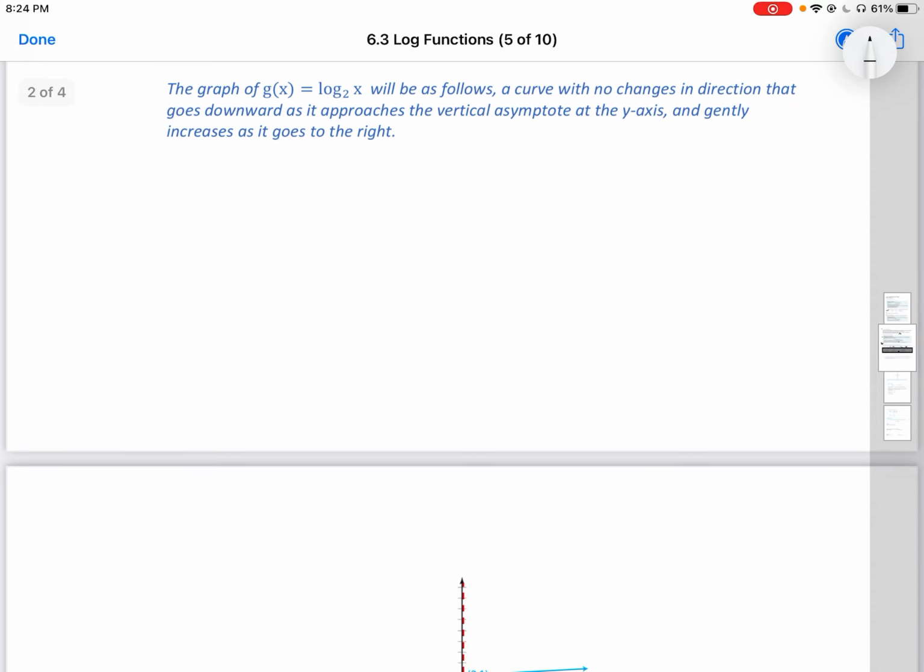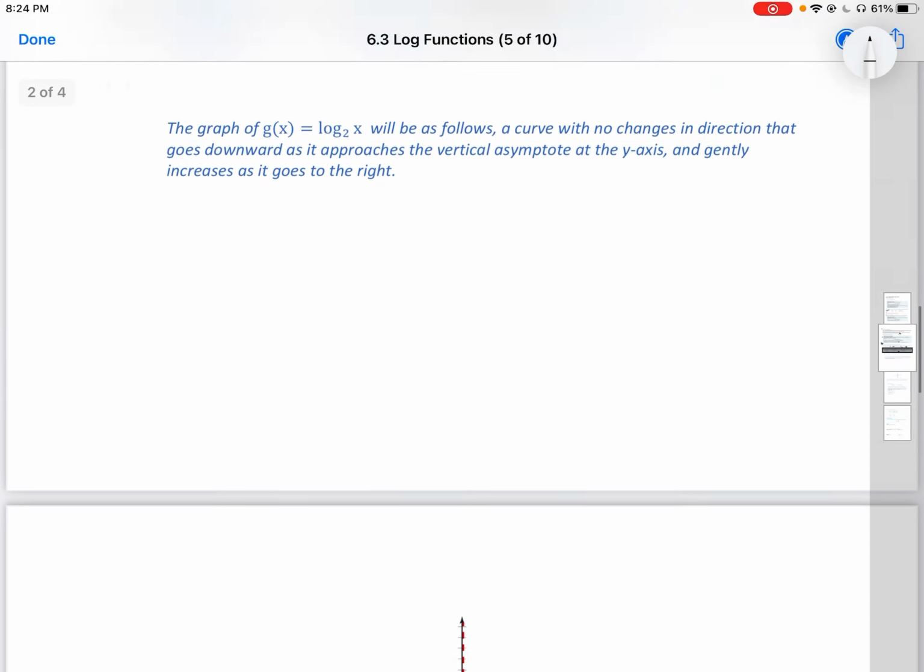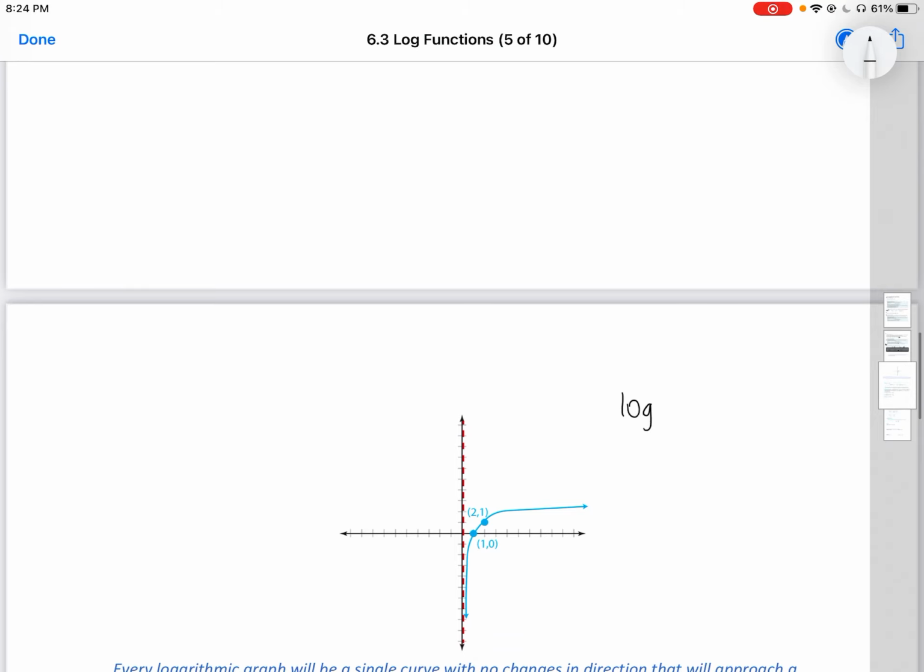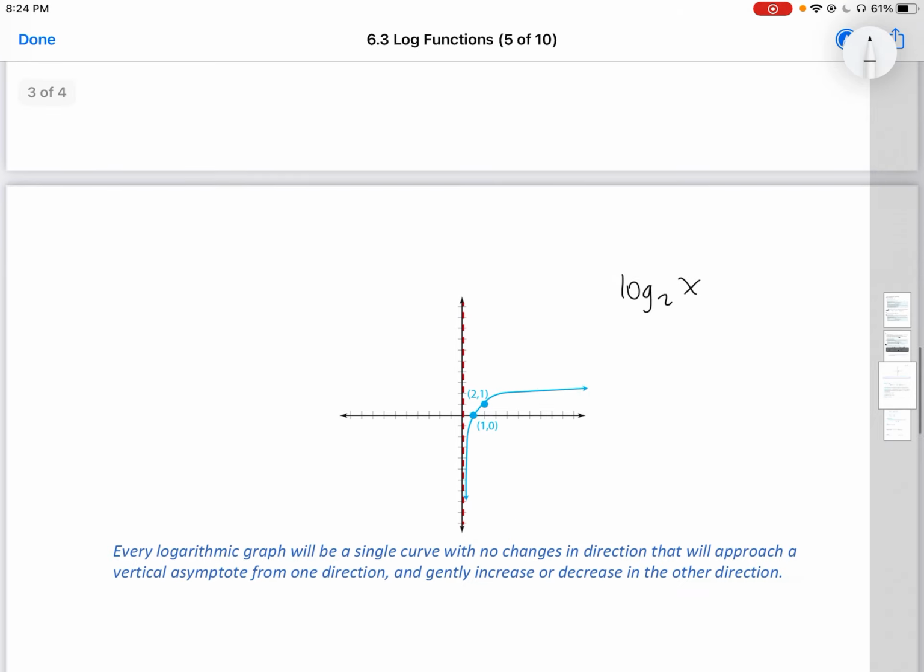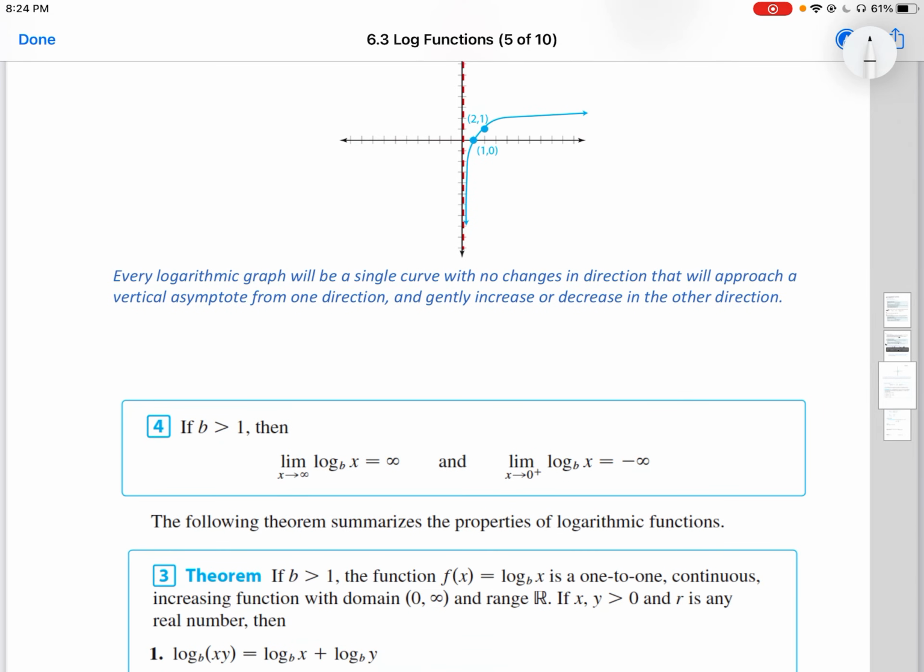The graph of g of x equals log base 2 of x will be as follows. A curve with no changes in direction that goes downward as it approaches the vertical asymptote at the y-axis and gently increases as it goes to the right. So here you have log base 2 of x. That's our function there. Every logarithmic graph will be a simple curve with no changes in direction that will approach a vertical asymptote from one direction and gently increase or decrease in the other direction.